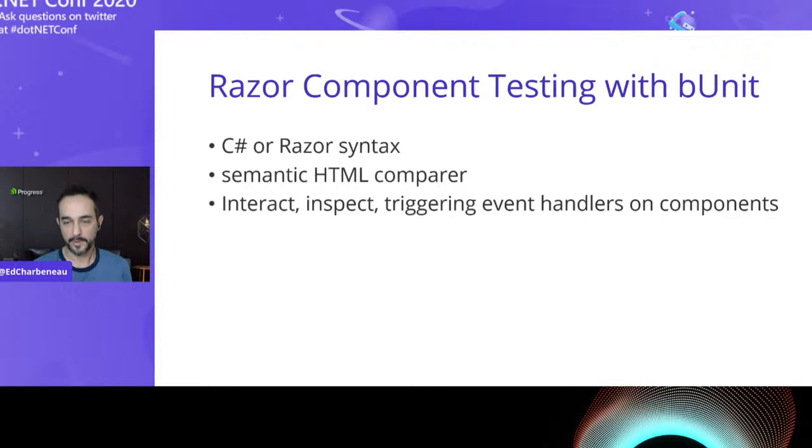So when we write our unit test for our component, we might render some markup, and we want to make sure that markup is correct. But we don't want to be bothered with things that don't really affect how that component gets rendered in the browsers. Things such as white space or the order of class attributes that are attached to that. So we get some added benefit here. We're not doing a straight string-to-string comparison. We have this smart semantic HTML comparer. Another thing is we can interact, inspect, and trigger event handlers in components. So we have the life cycle of the component understood by the test framework.